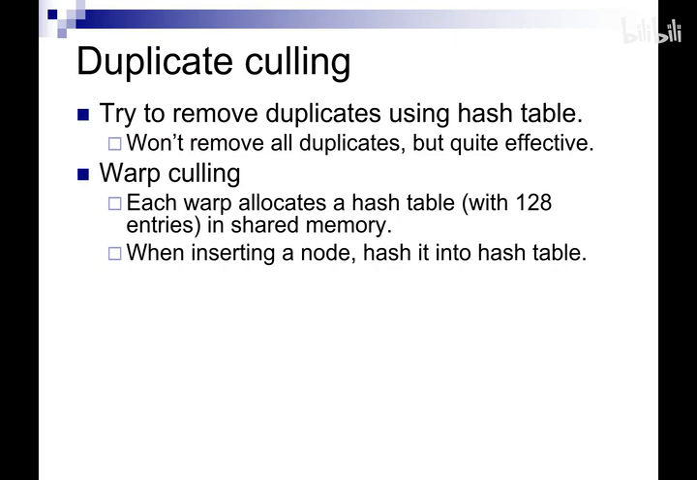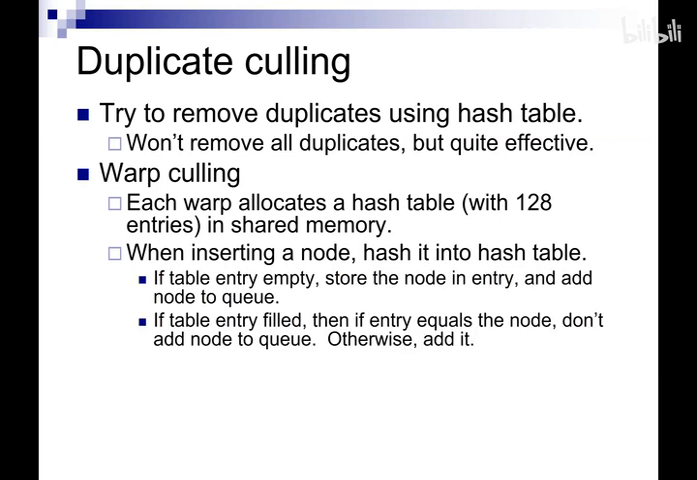And they have different ways of implementing this culling. The first way is using warp culling. Here every warp is going to create a hash table, let's say with 128 entries, in the shared memory. Then when you insert a new node, you want to figure out whether this new node is a duplicate or not. So you hash it to some location in your hash table, and if that location is empty, then this is definitely not a duplicate yet. Because this means that you've not inserted this node into the queue before.